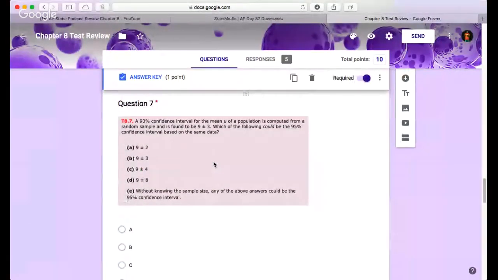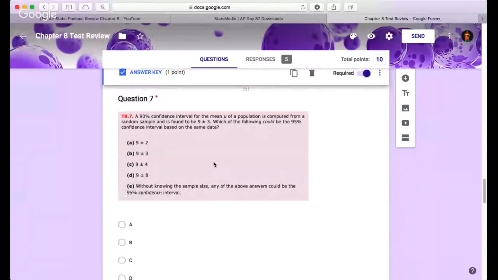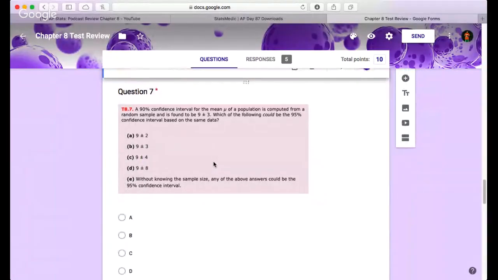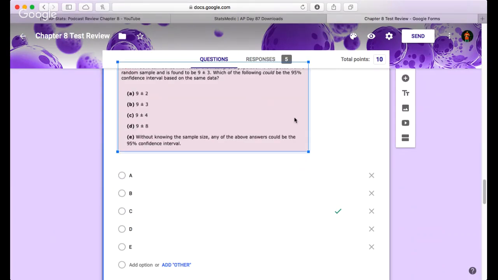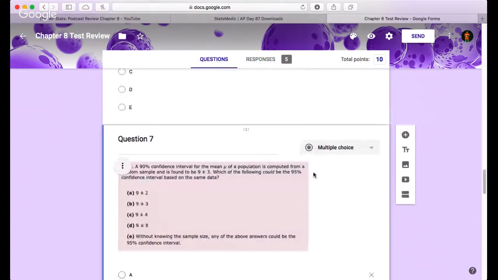Okay, 90% confidence interval. We'll do the last one here. The mean of a population is computed from a random sample and is found to be 9 plus or minus 3. Which of the following could be the 95% confidence interval based on the same data? Okay, 95% would have a larger margin of error, right?